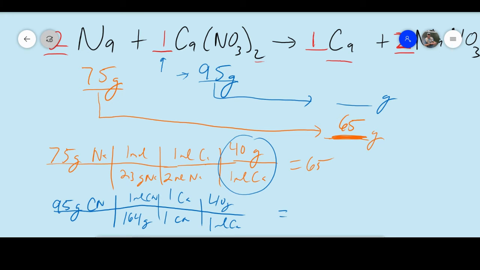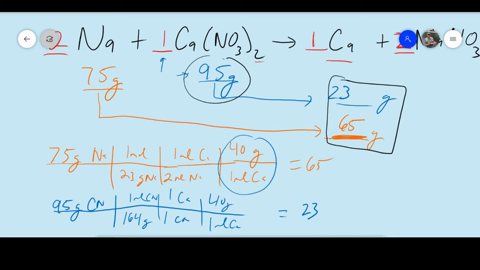And we get 23. Again, I'm being sloppy with my numbers here, but 23 grams of the calcium from that. So remember, the limiting reactant is the one that makes the least amount of the product. And when we compare these 2 numbers right here, which one makes the least amount? Okay, the calcium nitrate made the least amount of product. So that is our limiting reactant.